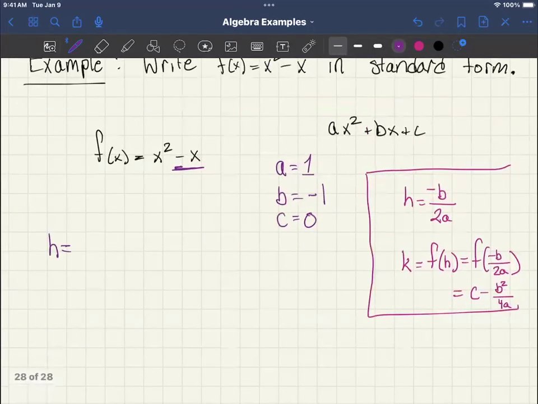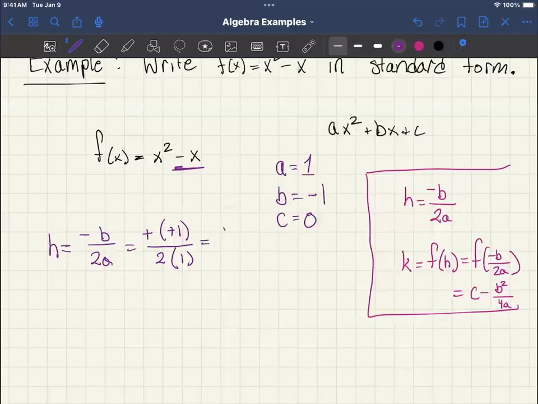So H is negative B over 2A. Let's plug in our B, and notice I'm going to put parentheses around our B value because it's a -1. Double negatives, negative, negative is positive. So this gives us H is equal to 1/2. So notice we already have our A. We now have our H. Last thing we need is our K value.